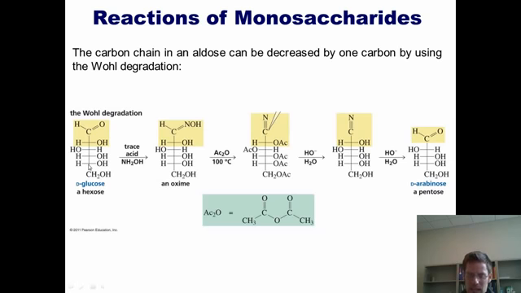So let's take a look again at the sequence of reactions, the Wohl degradation. I begin with this sugar, and I'm in a position where I want to have a sugar that has 1 carbon less. I take it, heat it up with trace acid and hydroxylamine, and I generate this oxime. I then take that oxime and treat it with acetic anhydride. It effects an elimination reaction, or a dehydration, which gives me this nitrile.